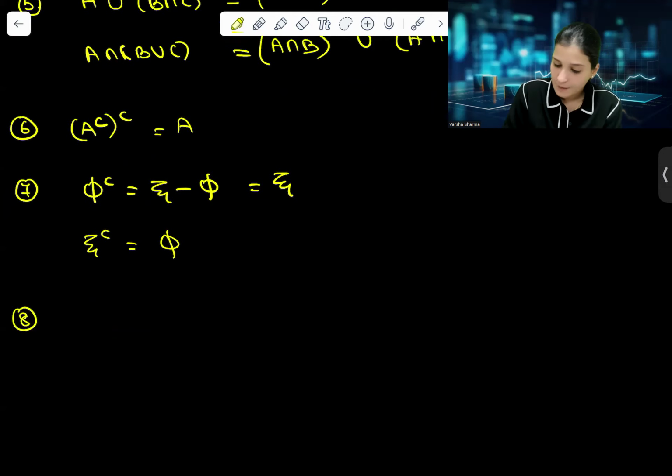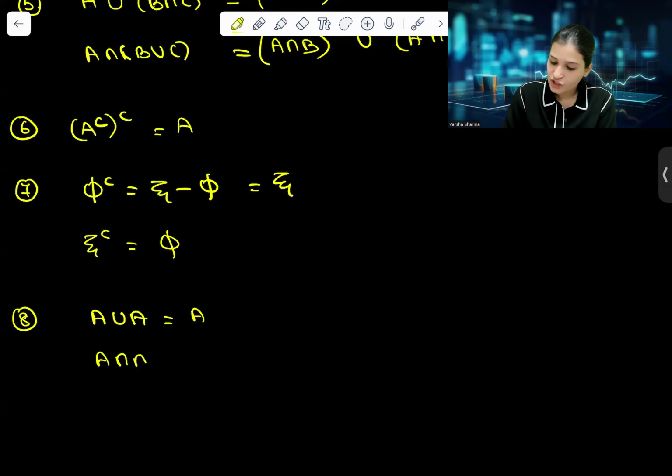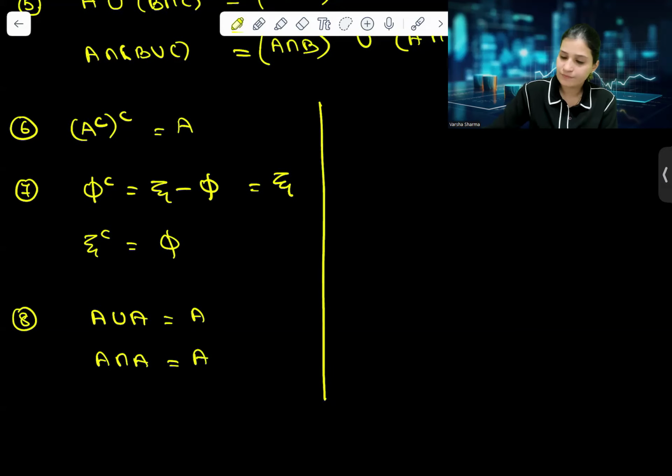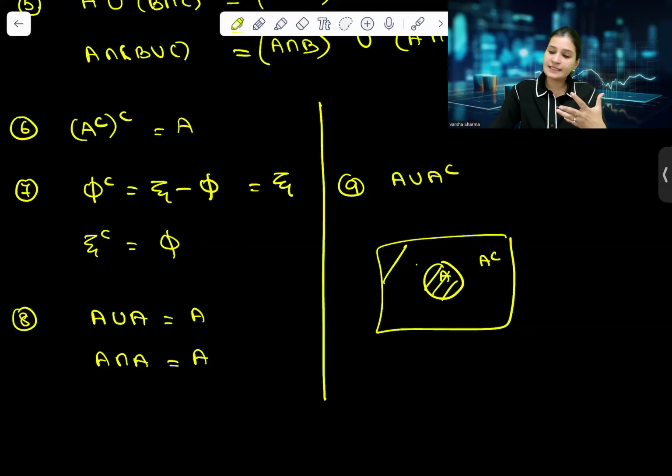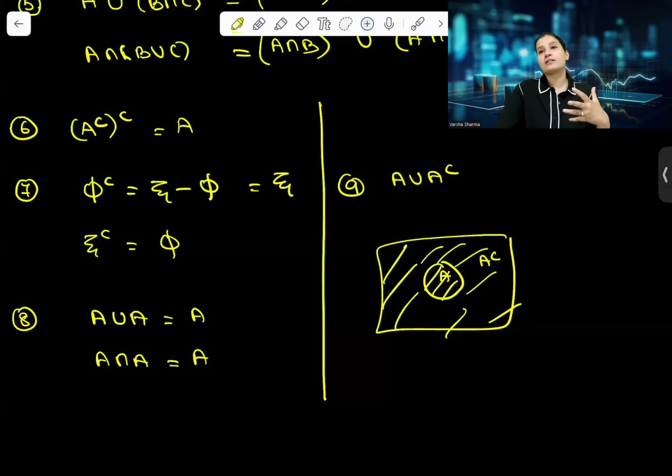What will be A union A? A. A intersection A? Again, the set itself, A. A union A complement. This is A, and outside is A complement. So union, that means take A as well as take A complement. So what have I got? The entire universal set.